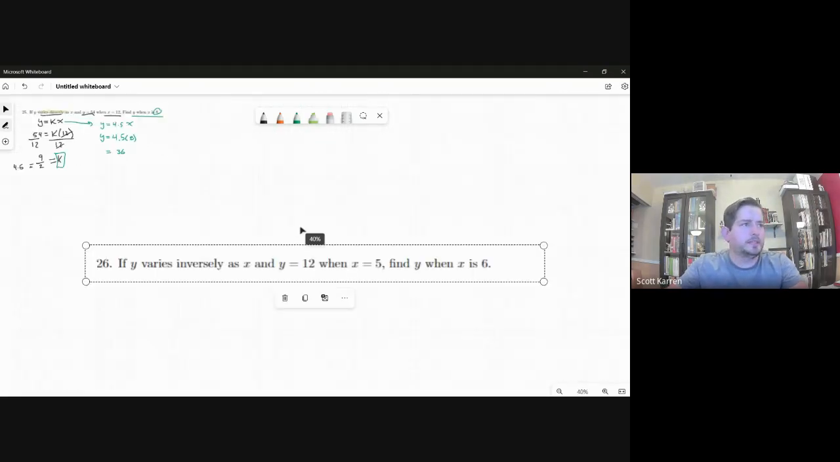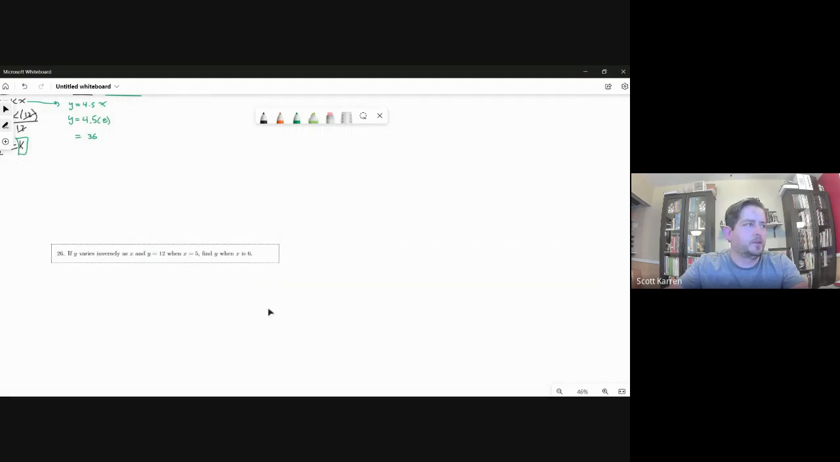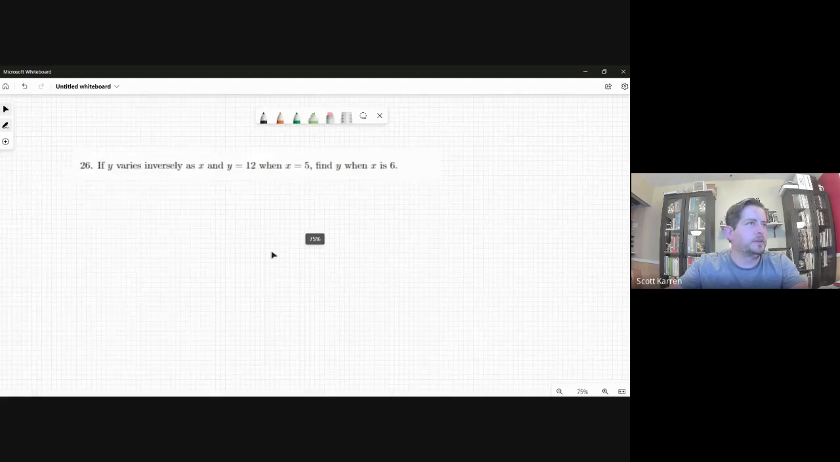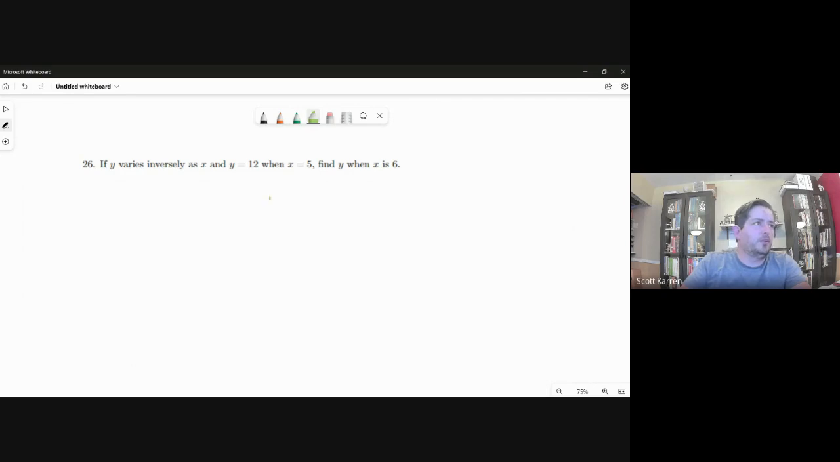And then 26, finally here, let's look at this one. It's similar to 25, but now y varies inversely as x. And so we should know that the equation is y equals k, no longer multiplied by x, but now k divided by x. And I go through the same situation. If y is 12 when x is 5, I plug in 12 for y, 5 for x, and I can solve for k.